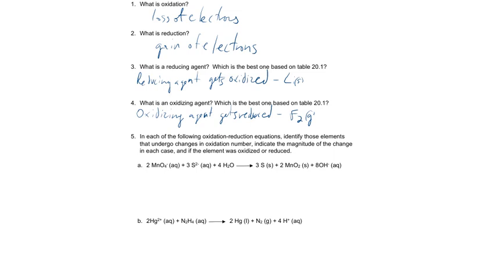All right, identify those elements that undergo changes in oxidation number, indicate the magnitude of the change in each case, and whether the element was oxidized or reduced. So when we're doing this, MnO4, that's a minus right there. It's kind of hard to see sometimes. This one you have to know your oxidation numbers of certain things. Oxygens, in our case, are always -2. 4 oxygens would be a total of -8. So then I need a -1 overall charge, so my manganese has to be +7. +7 -8 is -1. And there's only one manganese, so manganese is +7 in that case.